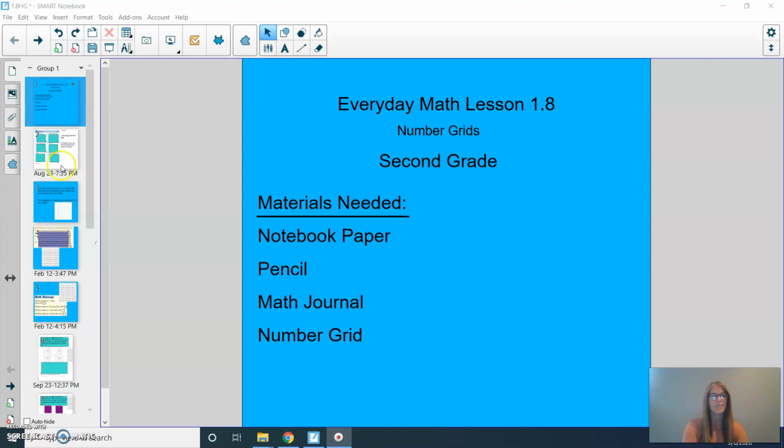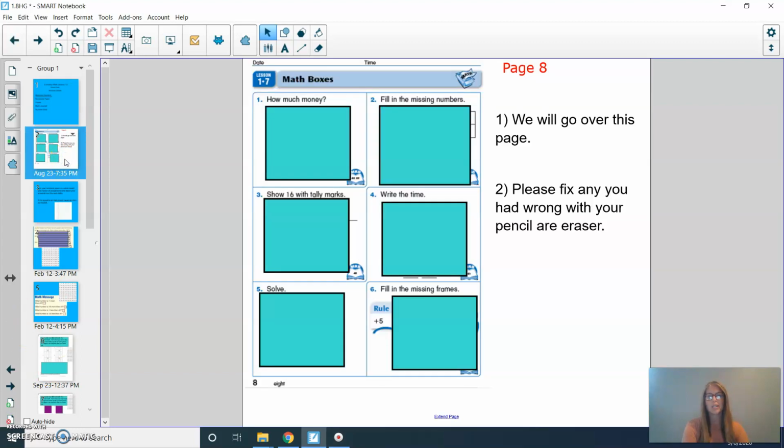Let's get started. The first thing that we're going to do is go over Math Box page 8, which is from lesson 1.7. This is the page that we did in the previous lesson. If you notice that you have any mistakes, please fix those with your pencil and eraser.